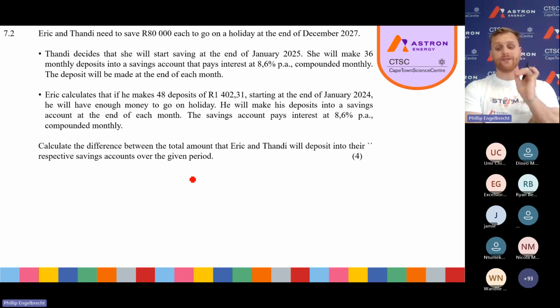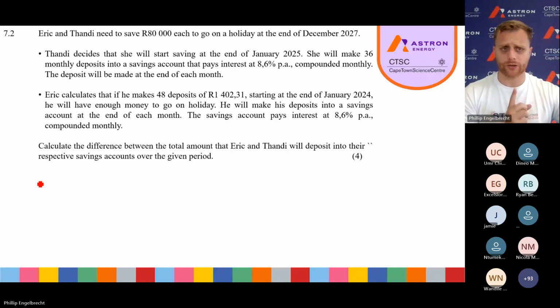Eric calculates that if he makes 48 deposits of 1,402.31 starting at the end of Jan, he will save enough money to go on holiday. He will make his deposits into a savings account at the end of each month. The savings account pays interest at 8.6% per annum, compounded monthly.